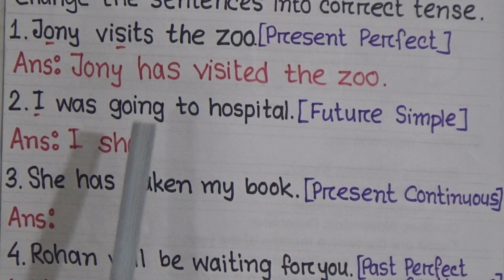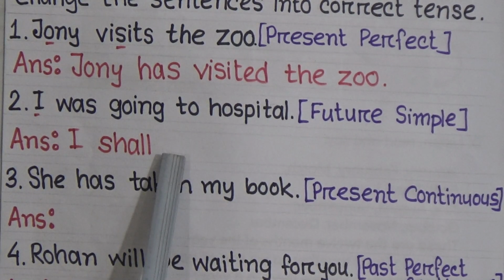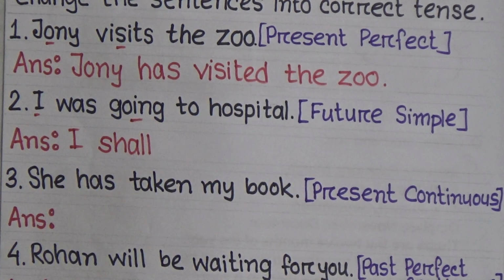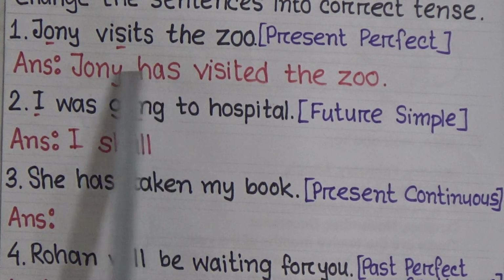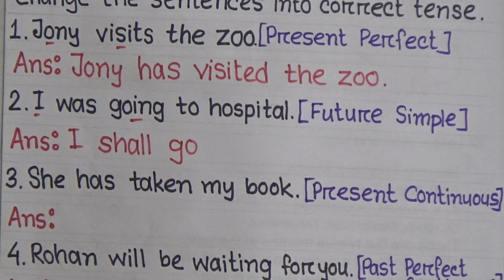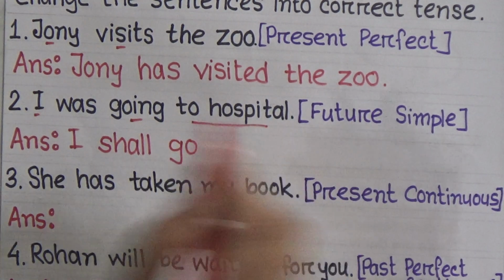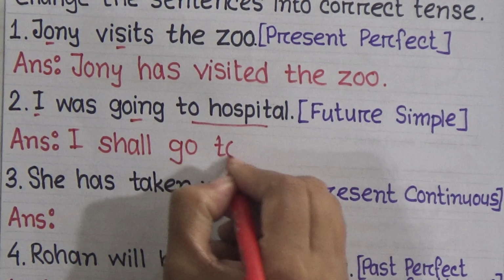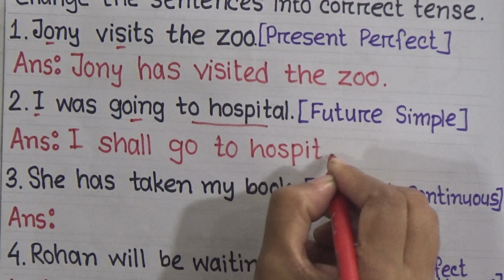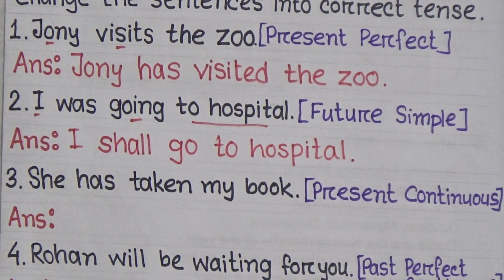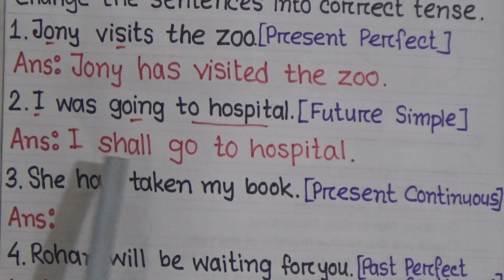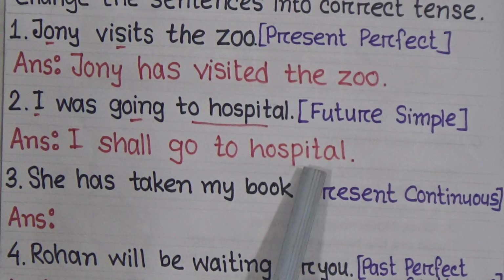I shall, and after shall we have to use the base form of the verb. Here verb is go. So go, going. So here the ing form will be in base form. Going will be go here. I shall go, then the rest of the sentence, to hospital. I shall go to hospital. I was going to hospital. In future simple tense, it will be I shall go to hospital.